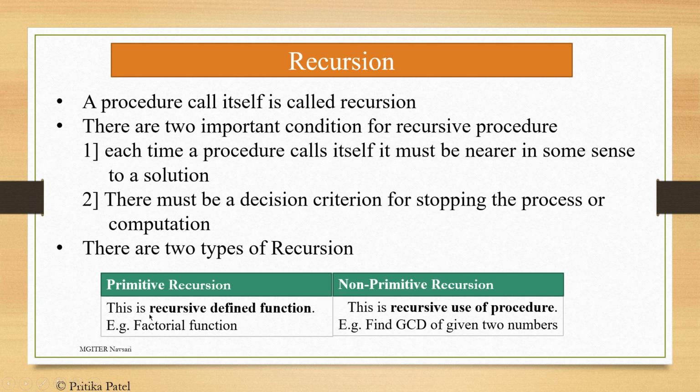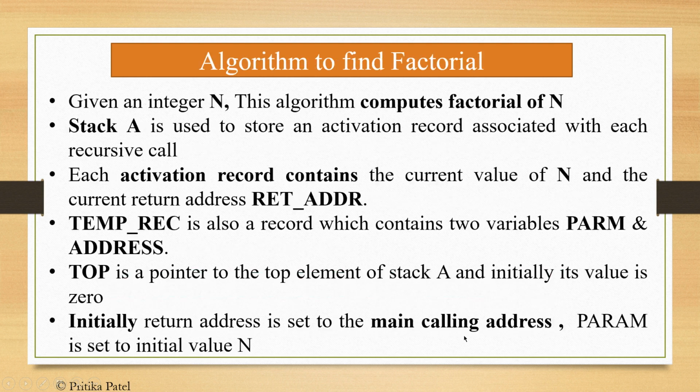Primitive recursion is a recursively defined function, for example, factorial. Non-primitive recursion is recursive use of a procedure, for example, finding the GCD of two given numbers. Now, the algorithm to find factorial.